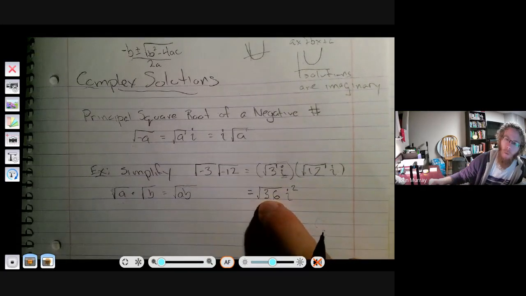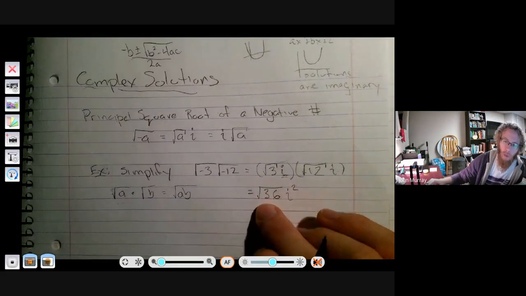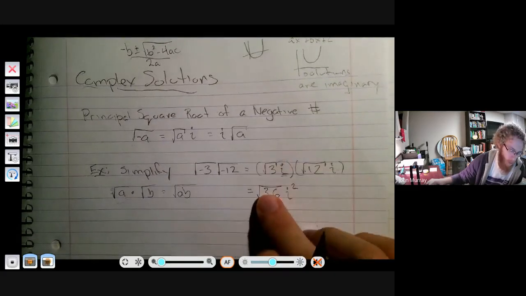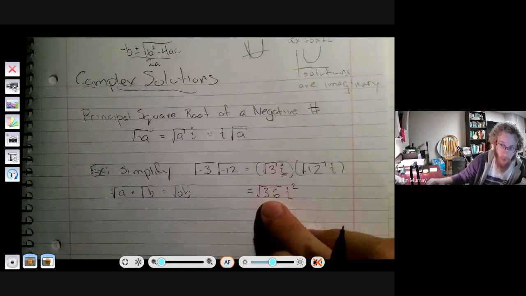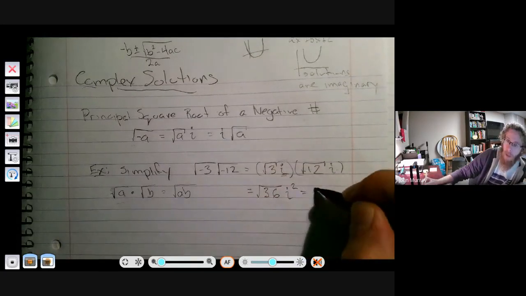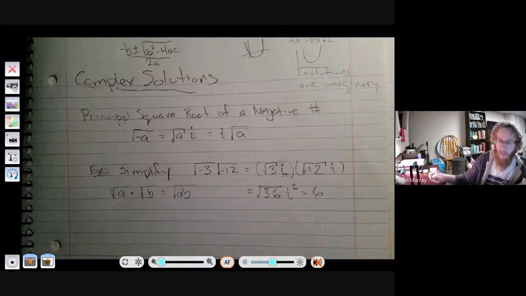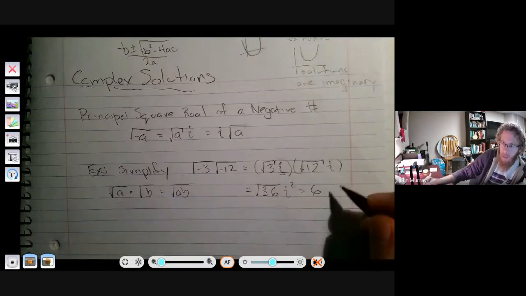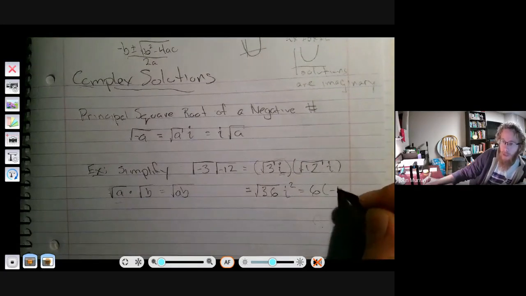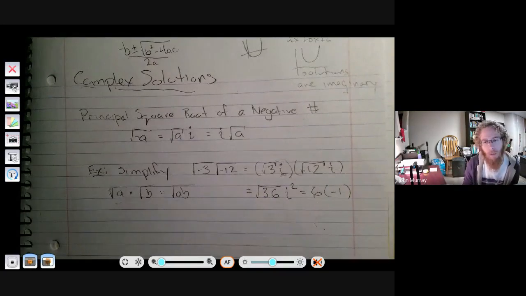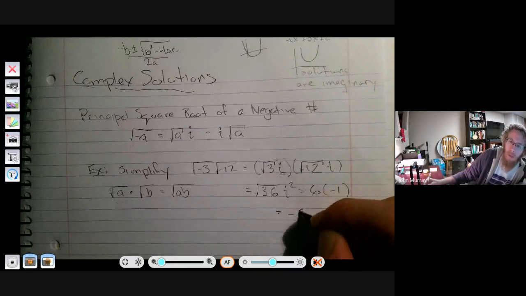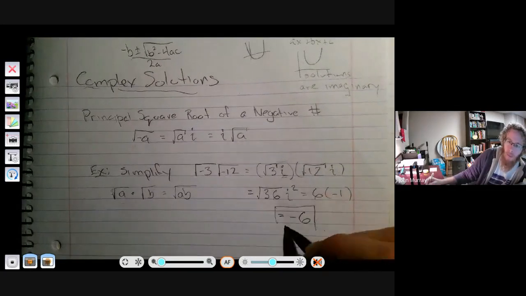So when we have something like this, we always want to break this down. Now this is nice because this is an actual square root, right? The square root of 36 is 6. Now the i squared, remember that equals -1. So 6 times -1 is -6.